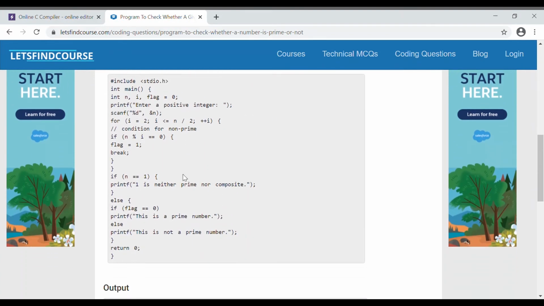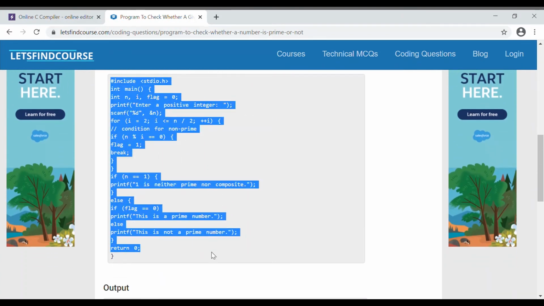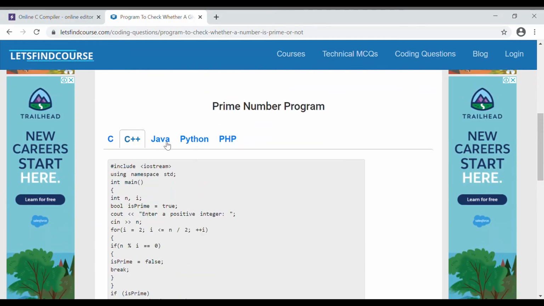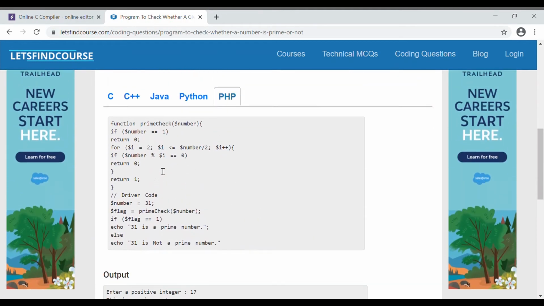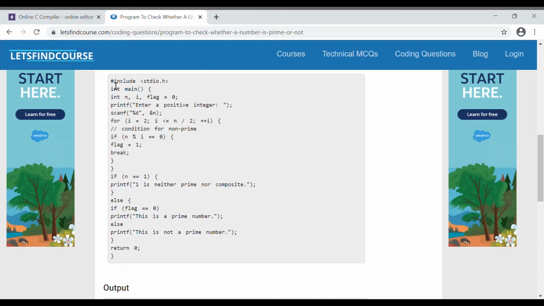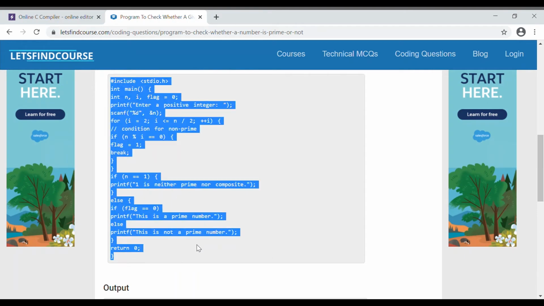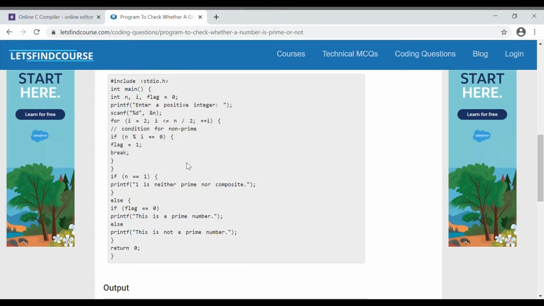So here is our basic code in C. Here you can find it in C++, Java, Python, PHP. For the C code, our C code is here. I will tell you each and every step in that code. So #include <stdio.h>, that is the standard header file.